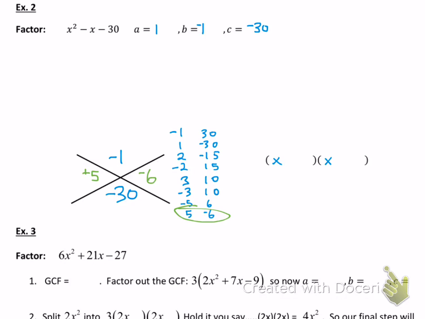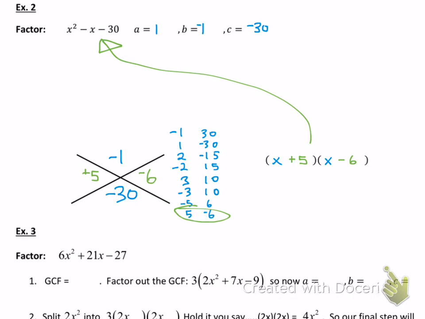So what do you do with that positive 5 and negative 6? That goes in your binomial. So it's x plus 5, x minus 6. If you need to check your answers, go ahead and FOIL that binomial, and you should get that product right there. Okay, x plus 5 times x minus 6. So this again is you're multiplying to get C, but you are adding to get B.